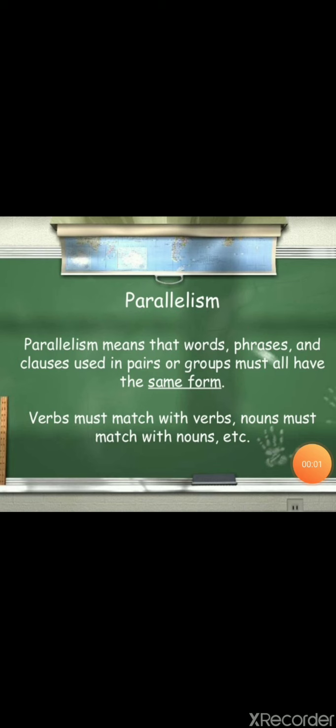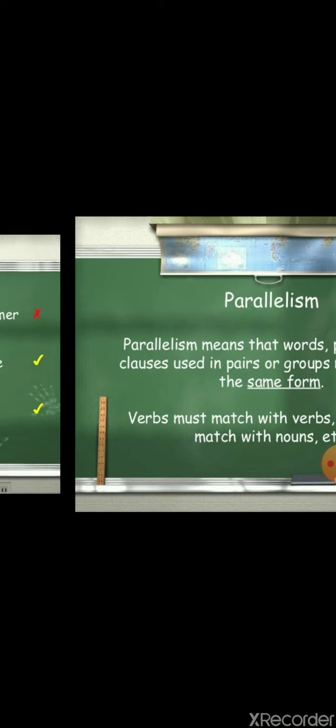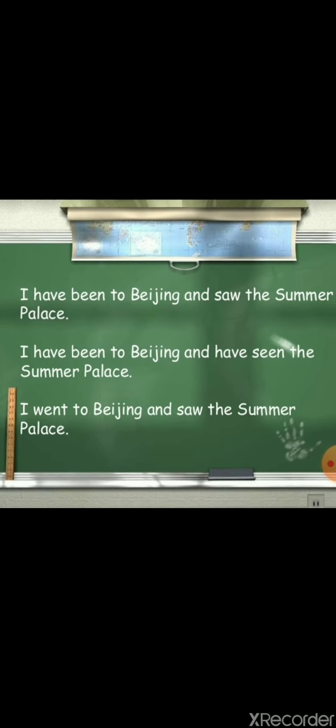First, we have parallelism, with examples. Parallelism means that words, phrases, and clauses used in pairs or groups must all have the same form, the same structure. For example, if -ed is there, then in the second part also -ed; if -ing, then -ing. So verbs must match with verbs, nouns must match with nouns. Very simple to understand. Now look at the example.